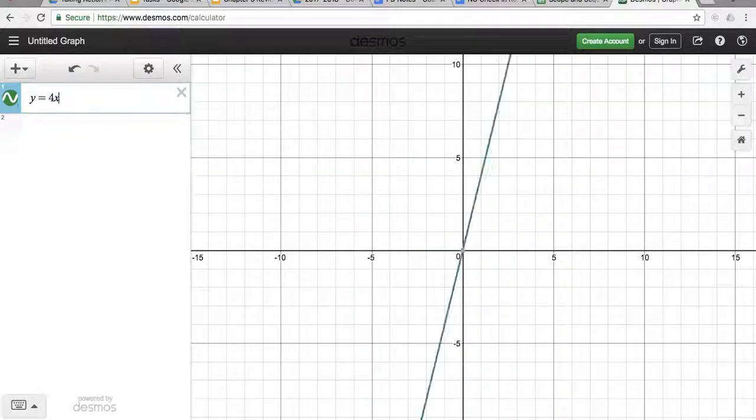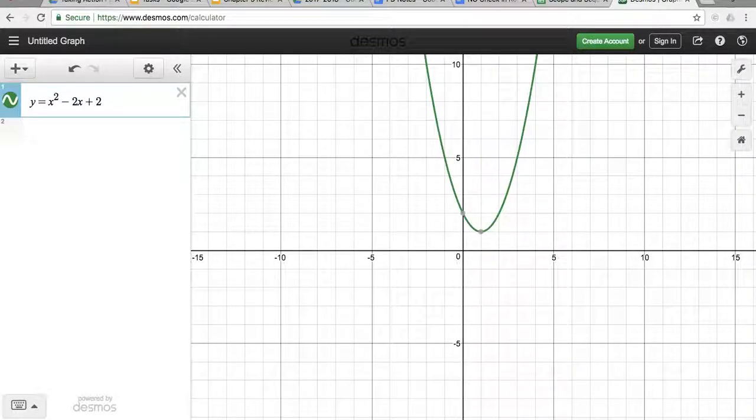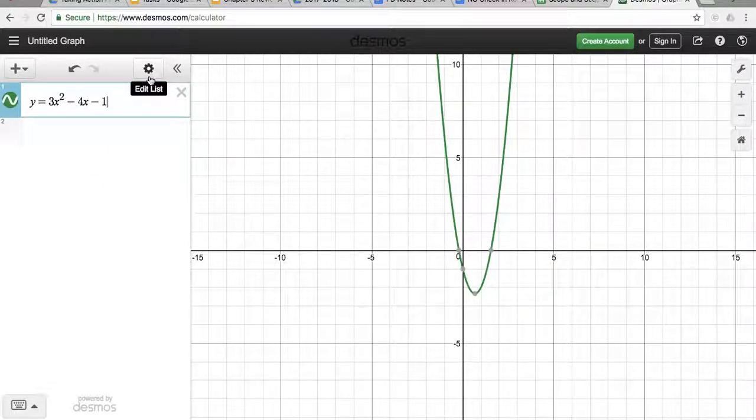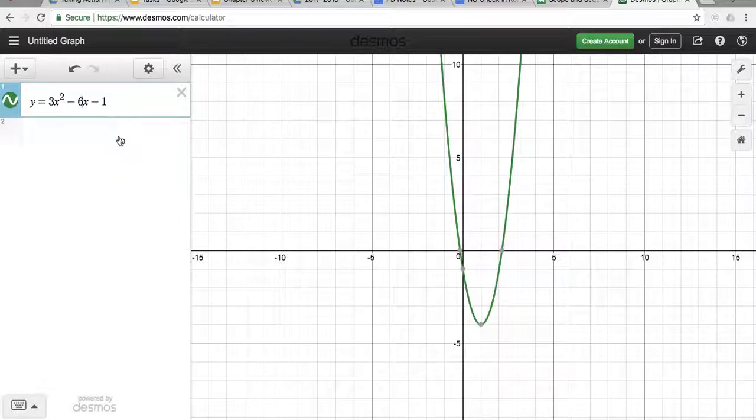How about this? Let's say 2x plus 1 or something. Okay, so let's see. Let's put 3 here. No, actually, let's put 6. So this form is good because you can determine the line of symmetry. So the line of symmetry right now is 1, right here.